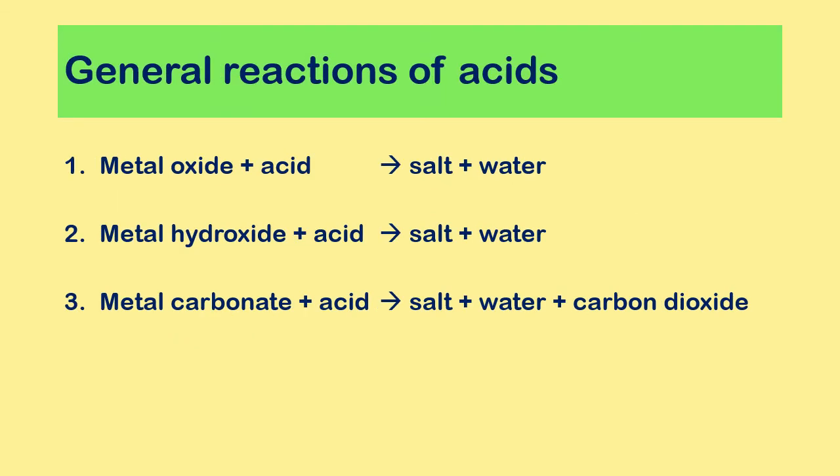So this is a recap from last time, and we know that the products of a neutralization reaction are always a salt and water. Metal oxide reacting with an acid produces salt and water. Metal hydroxide plus acid produces salt and water. Metal carbonate plus acid produces salt and water, but it also produces carbon dioxide. And we know if a reaction is producing carbon dioxide, we will see bubbles, and we can test that gas to confirm that it is carbon dioxide by bubbling it through lime water, and the lime water will turn cloudy.